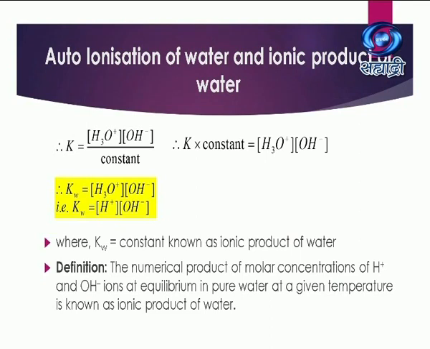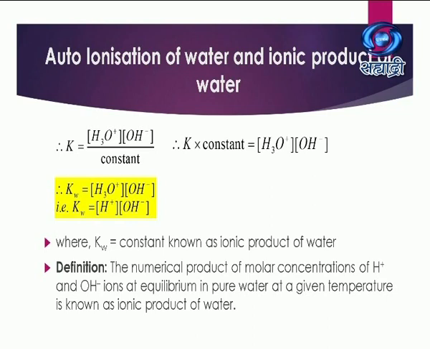K into constant is a new constant called Kw, and so the expression is Kw is equal to active mass of H plus into active mass of OH minus, where the constant Kw is called the ionic product of water. So what is the ionic product of water? It is actually an equilibrium constant. How is it calculated? On similar lines, by applying the law of mass action. But since this is a solvent and the dissociation equilibrium of only pure water is considered, this constant has been given a special name called the ionic product of water.